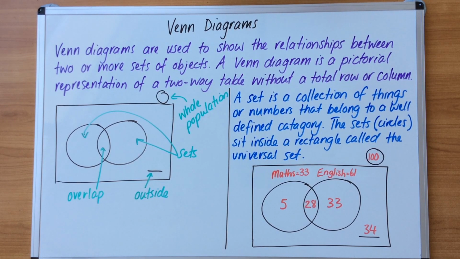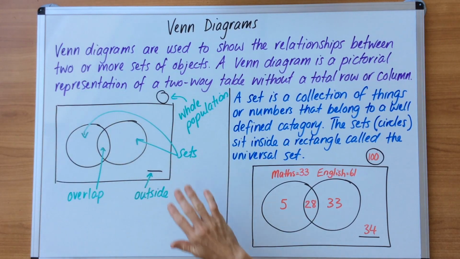In this video, we are going to focus on Venn diagrams. Venn diagrams are used to show the relationship between two or more sets of objects. In this case, we are going to focus on two. A Venn diagram is a pictorial representation of a two-way table without a total row or column.